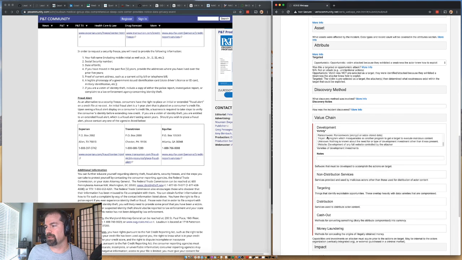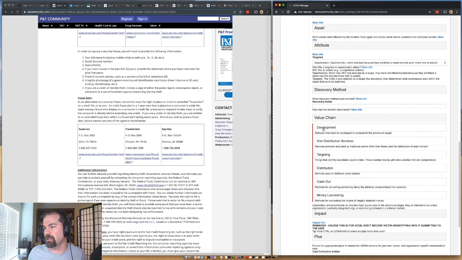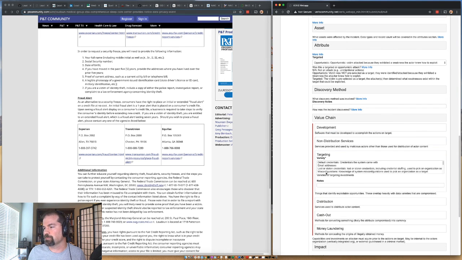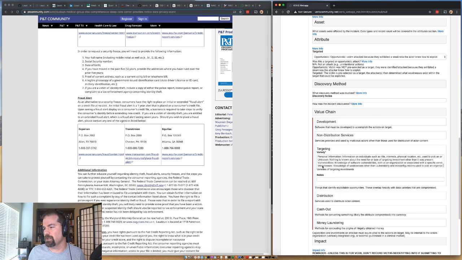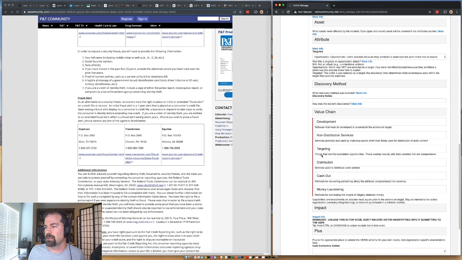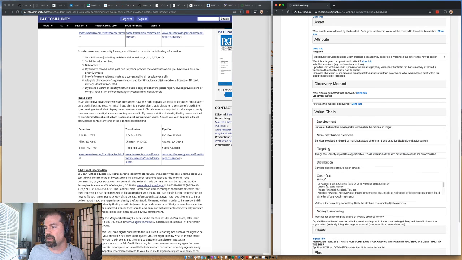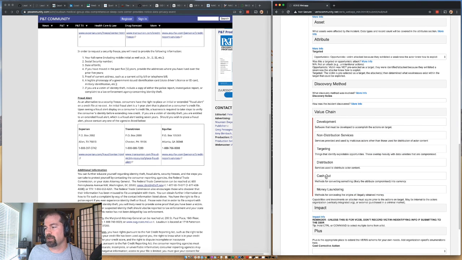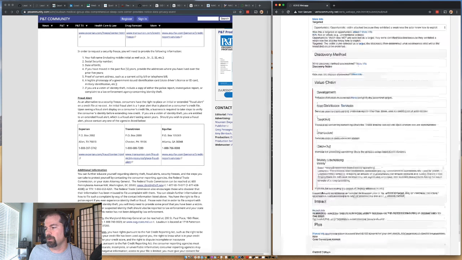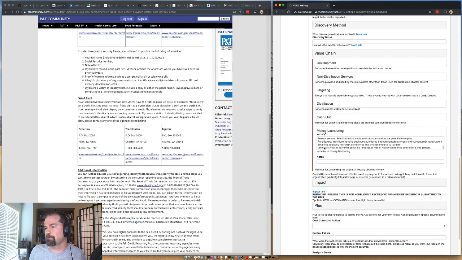Scary, this is going to take the same thing. I guess we don't know that phishing happens, so we don't know what development was required here. We also don't know how targeting happened. It didn't have to be phishing, right? This could have also been through credential stuffing. We don't know about non-distribution services. We don't understand the cache hooks. We don't know if anything was taken, and we don't know about money laundering.